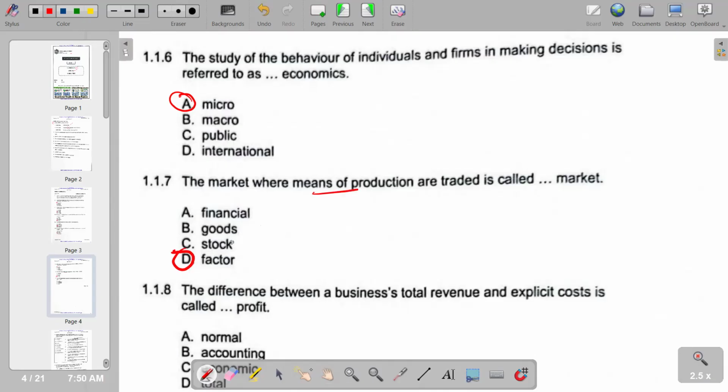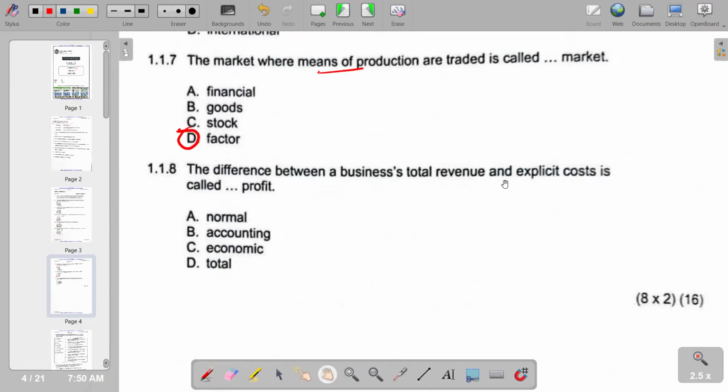So we go to 1.1.8. The difference between a business's total revenue and explicit cost is called dash profit. We see that this describes the accounting profit. Remember, when I talk about accounting profit, basically this is net income earned after subtracting all explicit costs from total revenue. So that's exactly the description that we have according to question 8.